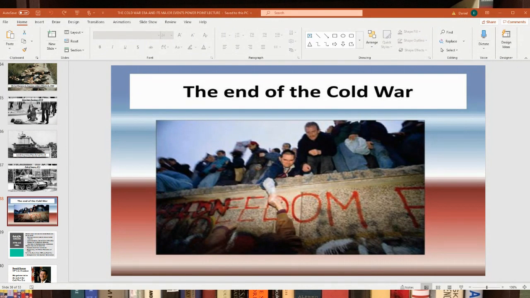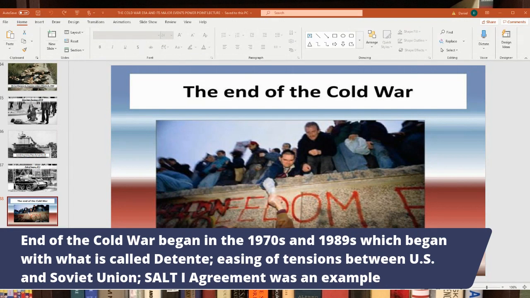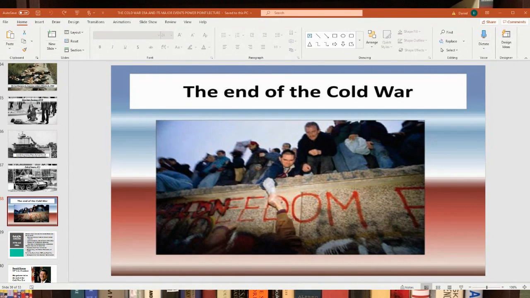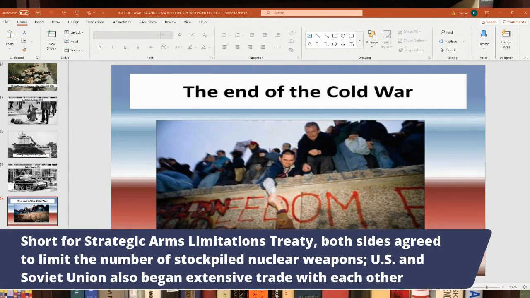Now, the Cold War would end eventually due to a lot of policies in the 1970s and 80s. They had what they called détente. Détente was this easing of tensions between the United States and the Soviet Union, which began to occur. And they had things like the SALT agreements, which you may have heard about. SALT 1, I think it was actually SALT 2, which never really came about. But the SALT agreement was this agreement to limit stockpiles of nuclear weapons.